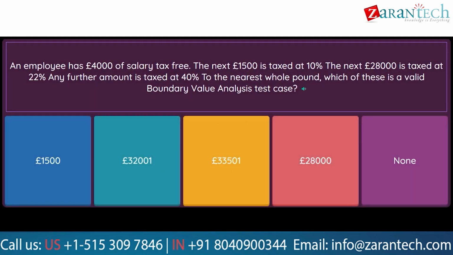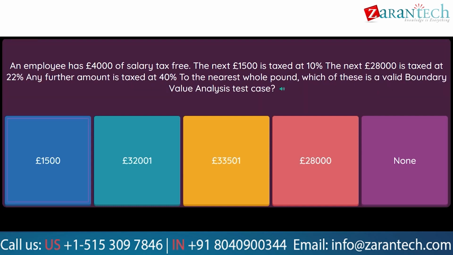Question: an employee has £4,000 of salary tax-free. The next £1,500 is taxed at 10%, the next £28,000 is taxed at 22%, any further amount is taxed at 40% to the nearest whole pound. Which of these is a valid boundary value analysis test case? Option 1: £1,500. Option 2: £32,001. Option 3: £33,501. Option 4: £28,000. Option 5: none.